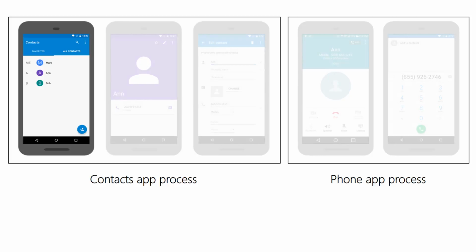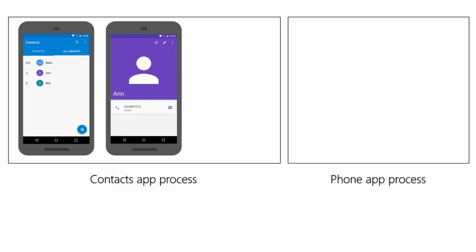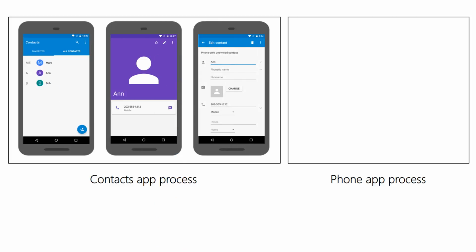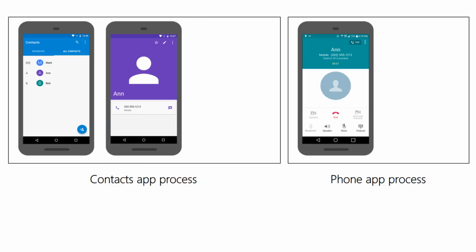For example, suppose the user is working with the Contacts app. If he only uses activities from the Contacts app, execution stays within the Contacts process. If the user touches a phone number, the Phone app's process is started to host the requested phone activity. In this example, the contact information moves between processes from the contact details in the Contacts app process to the phone activity in the Phone app process.